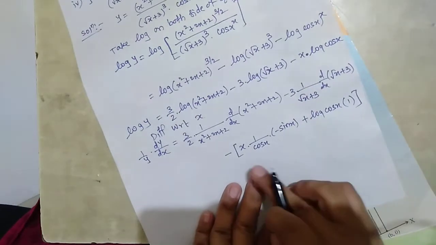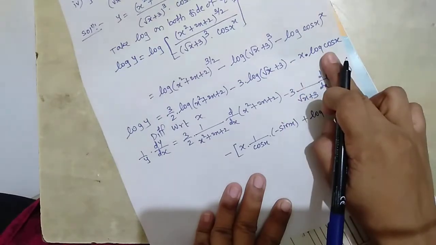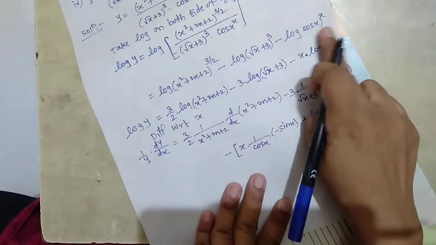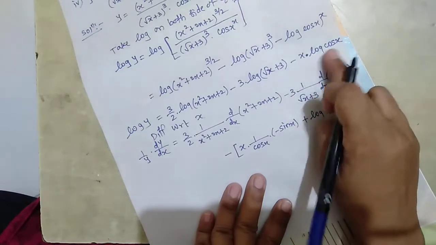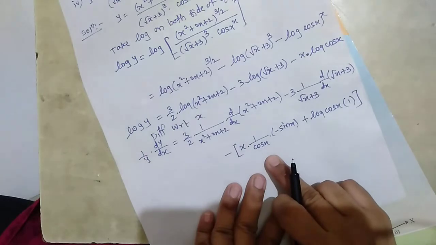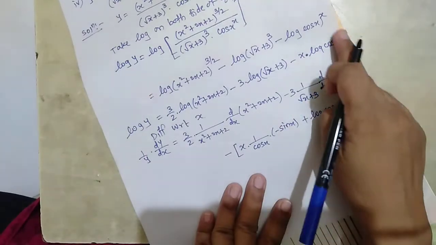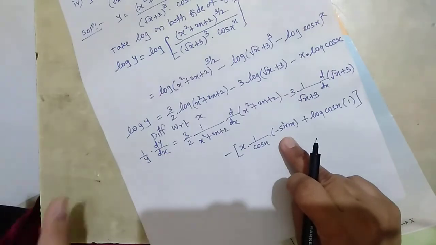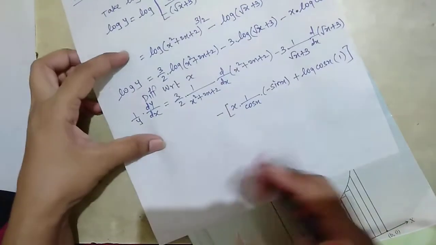Okay, so this is first function into derivative of second function plus second function into derivative of first function. But the second function is again a composite function of two functions. So we have applied the derivative for log first, which is 1 upon cos x, and then multiplied by the derivative of cos x, which is nothing but minus of sin x. Okay, we will simplify this.